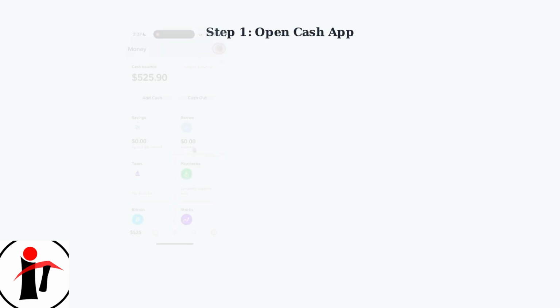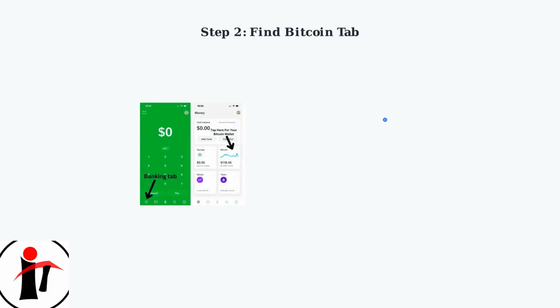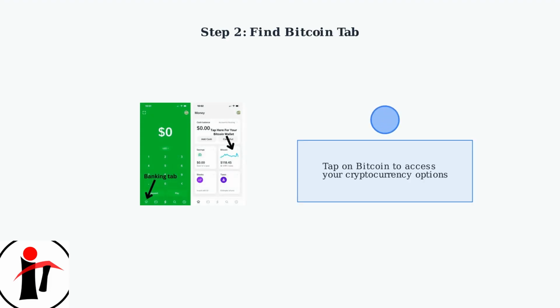To withdraw Bitcoin from Cash App, start by opening the app on your mobile device. You'll see the main interface with your cash balance and various options. Look for the Bitcoin tab in your Cash App interface. You can access it from the main screen or through the banking section. The Bitcoin section will show your current Bitcoin balance.